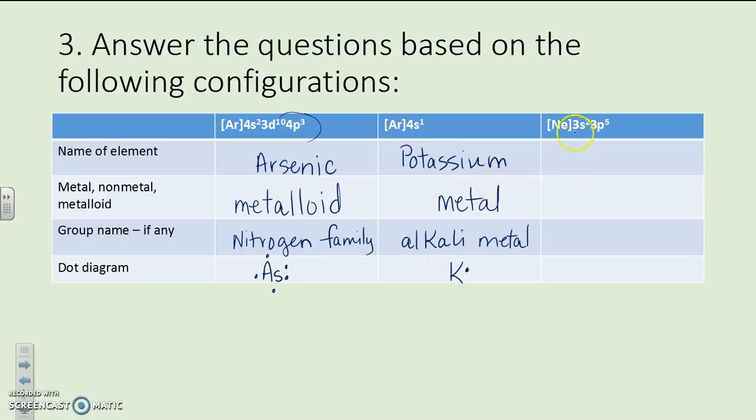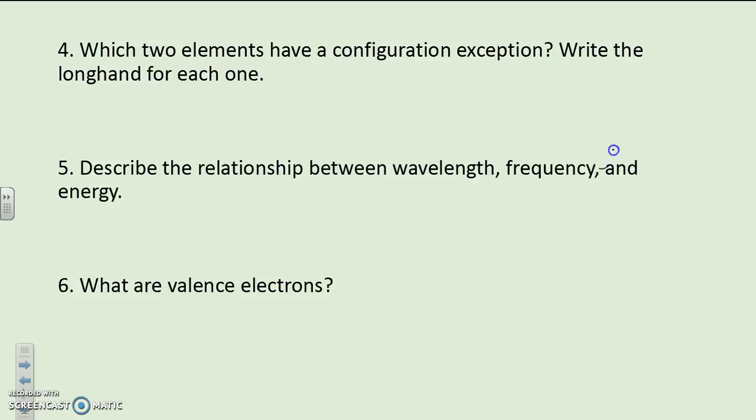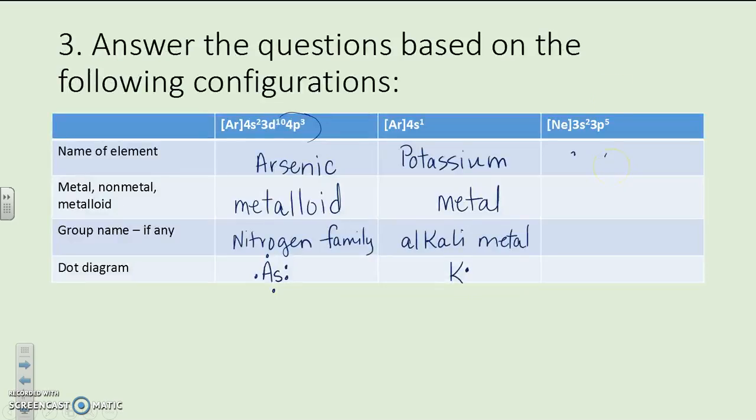Okay, on the next one, 3s2, 3p5. We're looking at... my pen just stopped writing. Here we go. Oh, no, it doesn't want to write anymore. All right. No, go back. Technical difficulties, sorry.